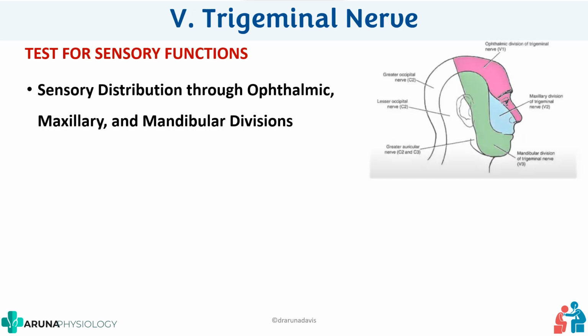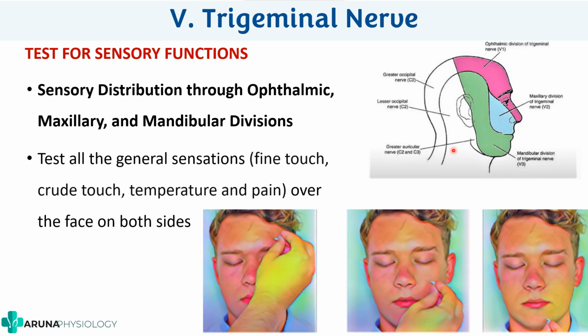We know that the sensory distribution of the trigeminal nerve is through its 3 divisions, which are the ophthalmic, maxillary and mandibular divisions. So when we test the sensory part of the trigeminal nerve, we have to test all the 3 divisions. We have to test for the general sensations like fine touch, crude touch, temperature and pain on the face on both sides. First you test the ophthalmic, then maxillary, and then mandibular.